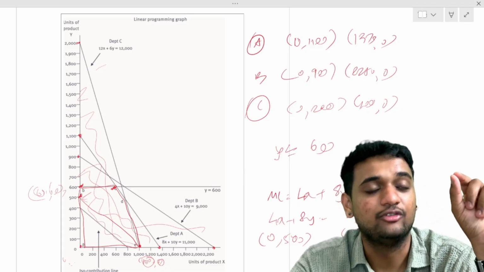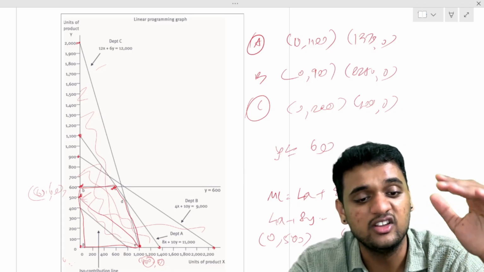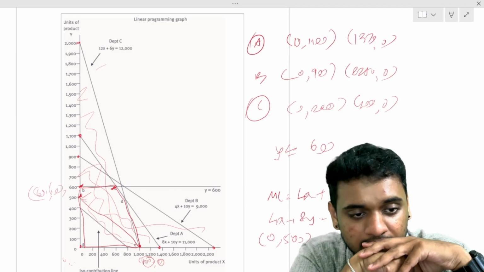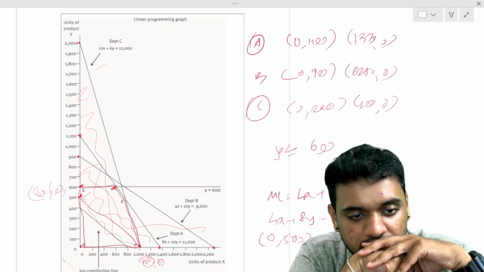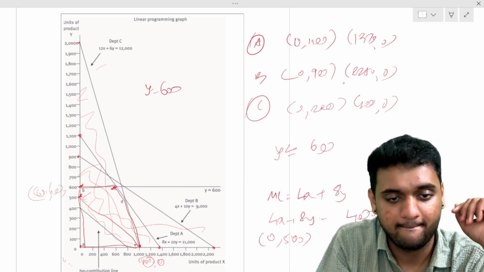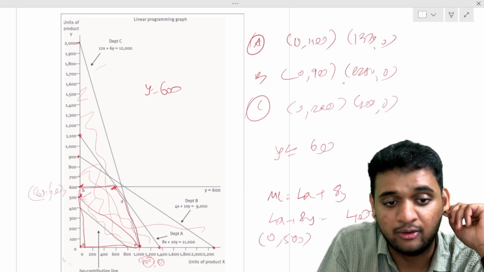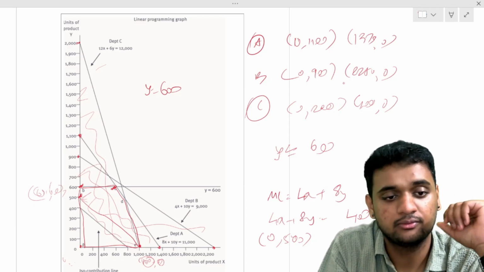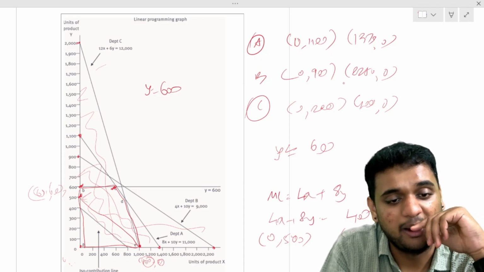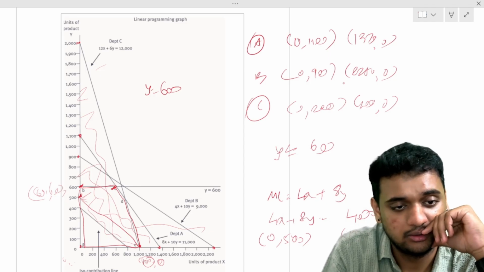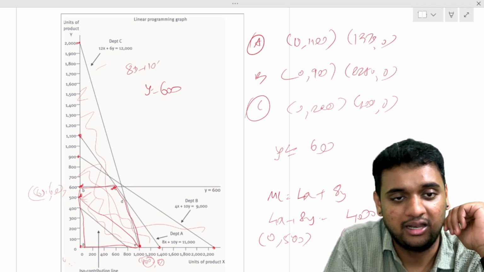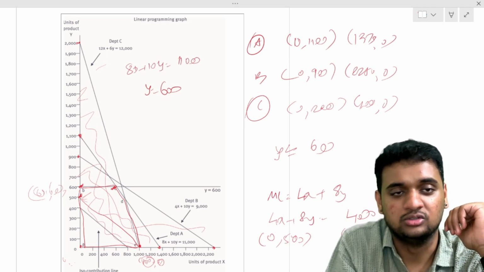What we have to do is see which two lines are intersecting at C. Y is equal to 600, that is one line. Next, which equation? It is the Department A equation. What is the Department A equation? It is 8x plus 10y equal to 11,000.